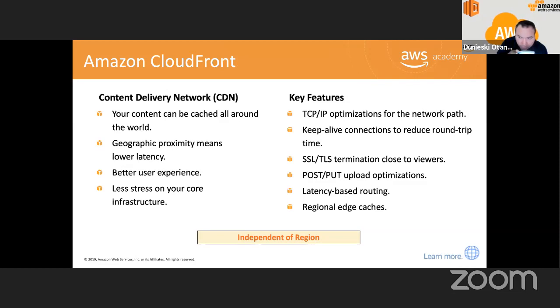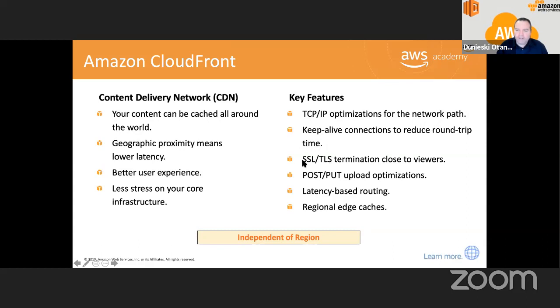Okay. So some key features. It's optimized for TCP, for this transport protocol, and IP for the network path. It keeps the connection alive to reduce round trip time, right? It keeps it alive as long as you want. You can set the time to live of the cached information in CloudFront, in the cache location. You can set the time to live, and then when the information becomes stale, it would just disappear.